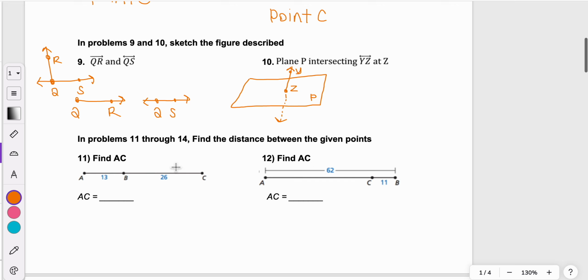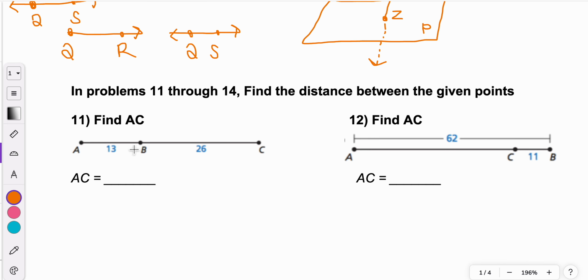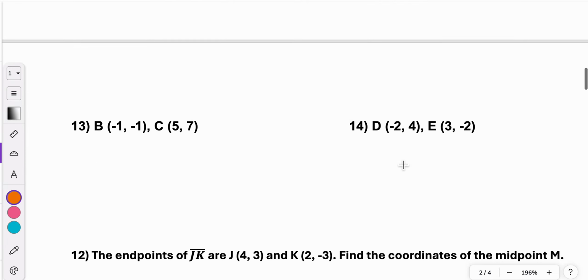Okay? And in problems 11 through 14, find the distance between the given points. For AC, we're just going to add 13 and 26 together to get the distance of 39. And then for AC in number 12, we're going to subtract 62 and 11 to find the leftover distance, and that'll be 51. On the back here, we have number 13, finding distance.